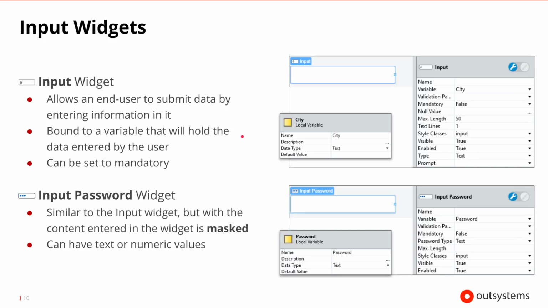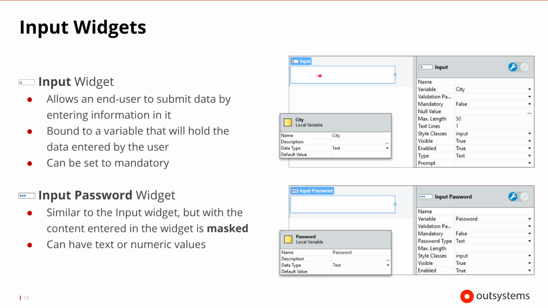Now, when we're not displaying things in larger sets of data, we may actually wish to be taking in data or just showing individual records instead of the whole list of all of the records. So one way to do that is to actually use input widgets. So input widgets allow the end user to submit new data. The input widget will get bound to a variable, and it can be set to mandatory so that we have to have that type of input.